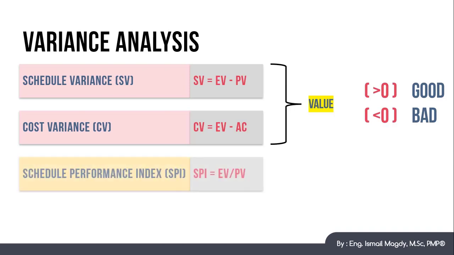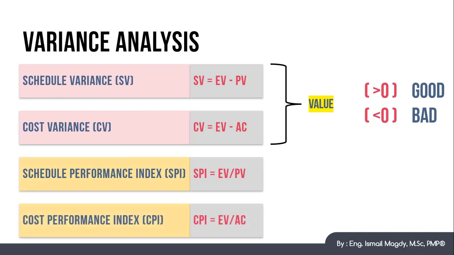Then we have the schedule performance index, which equals the earned value over the planned value, and the cost performance index, which equals the earned value over the actual cost. And the result here is a percentage.